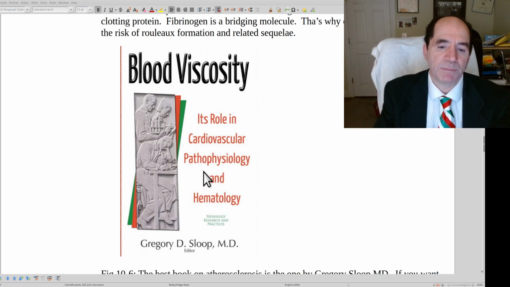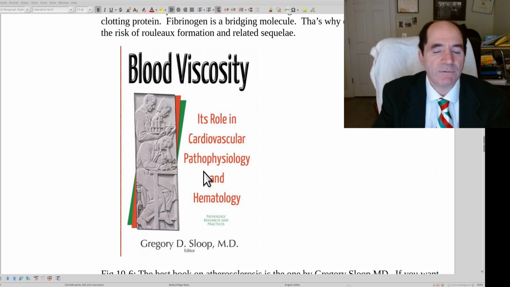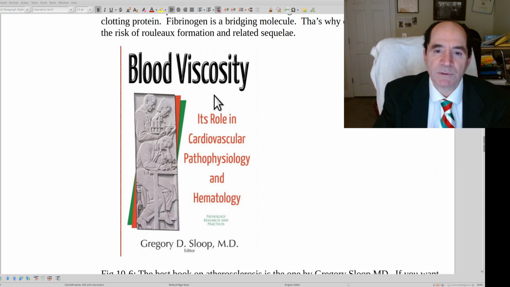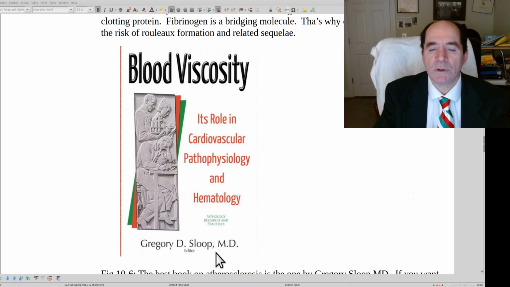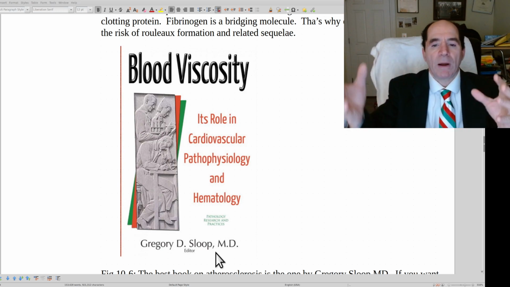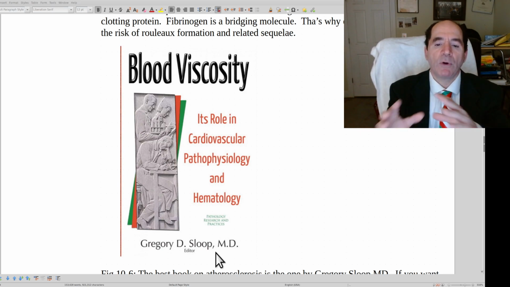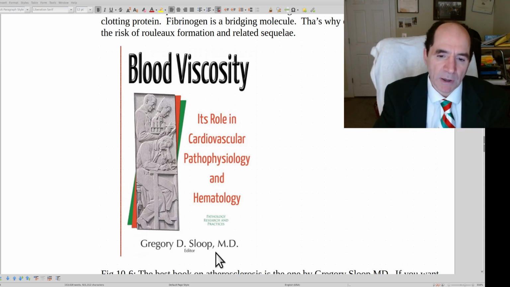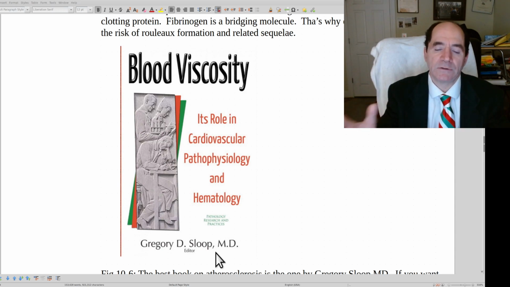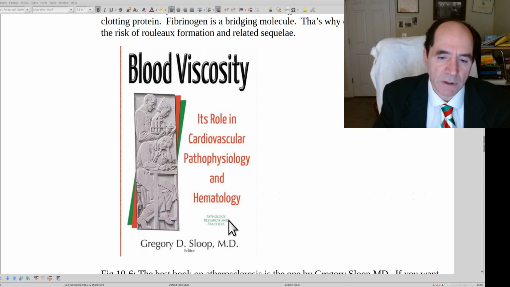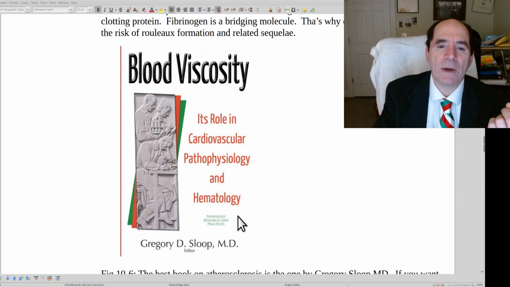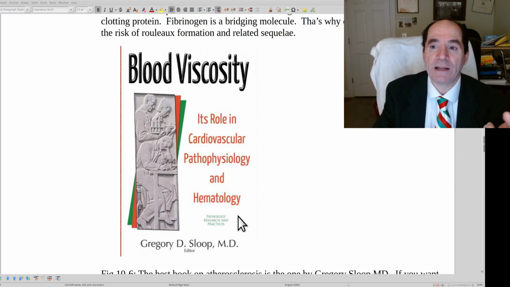And then I came across this guy's book, and I'm like, holy crap, this is the best explanation I've ever seen by far. So here's the name of his book, Blood Viscosity, Its Role in Cardiovascular Pathophysiology and Hematology by Gregory Sloop. And he's really the pioneer of what you would call the atherothrombosis theory. Thrombus means clot. So atherothrombosis means atherosclerosis is a clot, basically. And even though he's a pathologist, so he looked at it a lot under a microscope, he also did a lot of research on the flow patterns and how they relate to causing atherosclerosis.